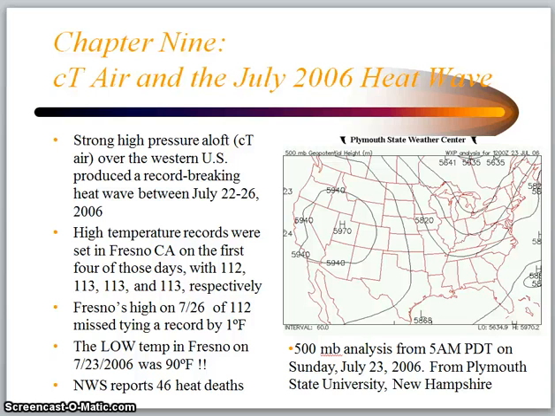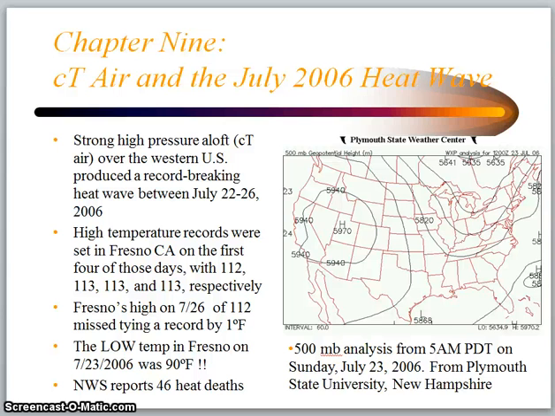This is a case study of continental tropical air in the July 2006 heat wave over the southwestern United States. It's quite an astounding heat wave, and it had a major effect on Fresno and the valley here. Record-breaking heat occurred because of this hot, dry continental tropical air mass between July 22nd and July 26th of 2006.